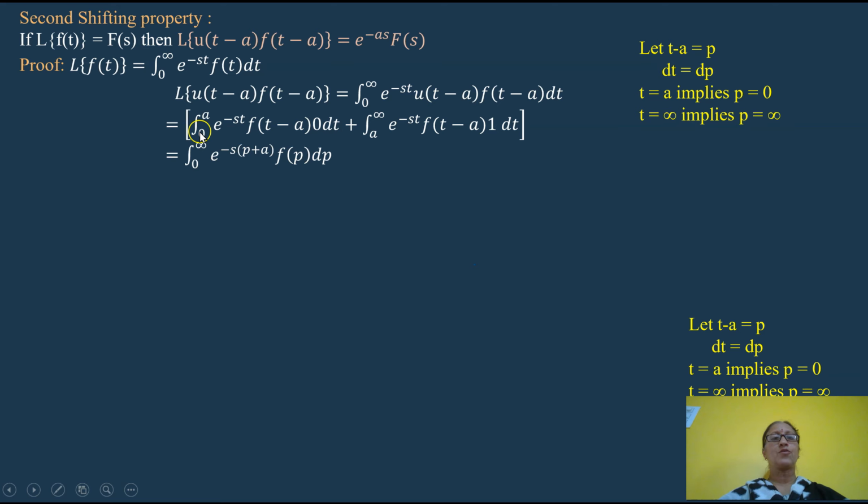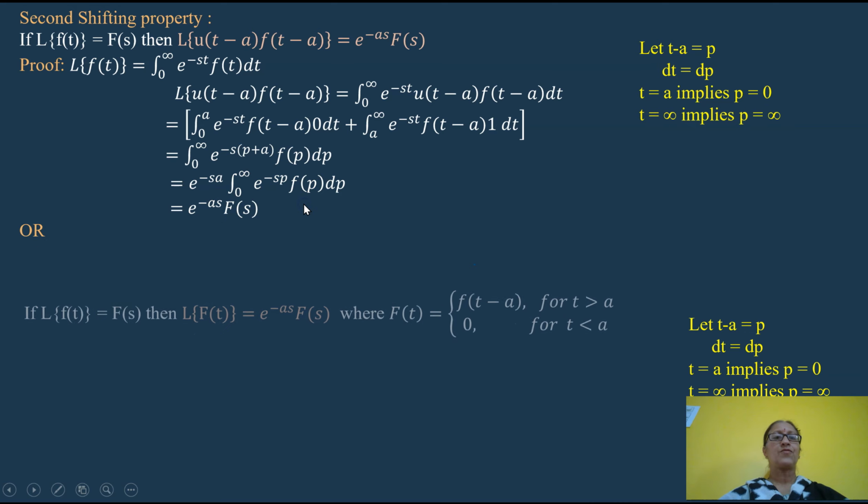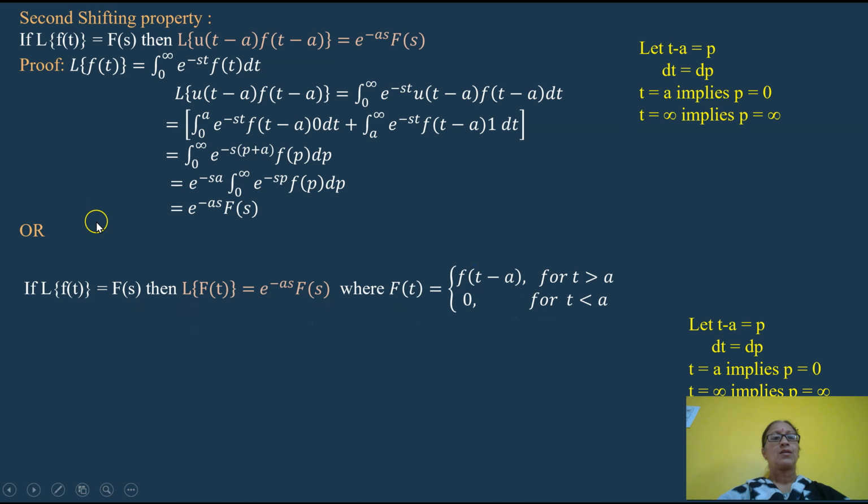So here we get integral 0 to infinity e power minus s into t, meaning p plus a, so e power minus s into p plus a, into f of p dp. E power minus sa is constant, so we have taken it out. Integral 0 to infinity, e power minus sp remains into f of p dp. This is just similar to the basic definition of Laplace transform, but in the place of t, you find p. So here you can write e power minus as F of s, where F of s is L of f of t. Now you can define this second shifting property in this way also.